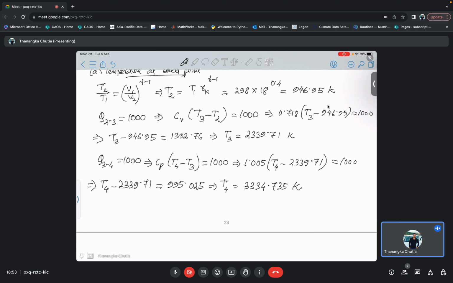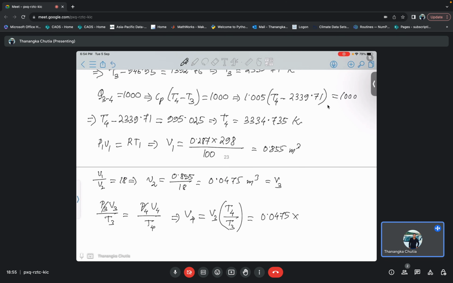Now 2 to 3 is a constant volume process, so this is also equal to your V3, yes or no? Next, P3 V3 by T3 is equal to P4 V4 by T4. Now 3 to 4 is a constant pressure process, so from here V4 is equal to V3 into T4 upon T3. What is V3? 0.0475. What is T4? T4 is 3334.735.